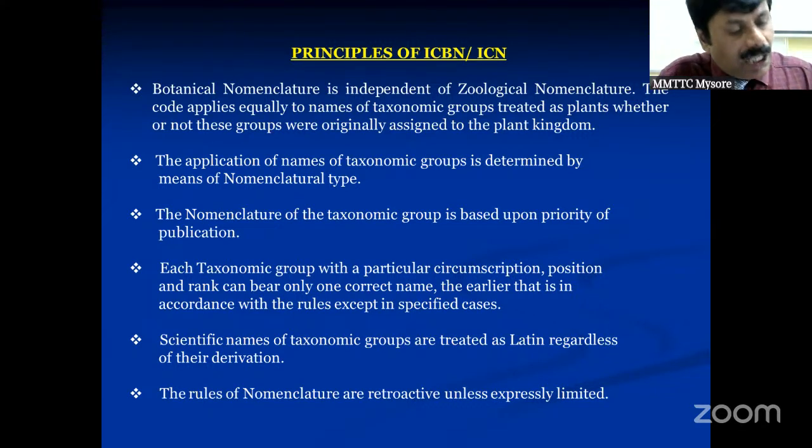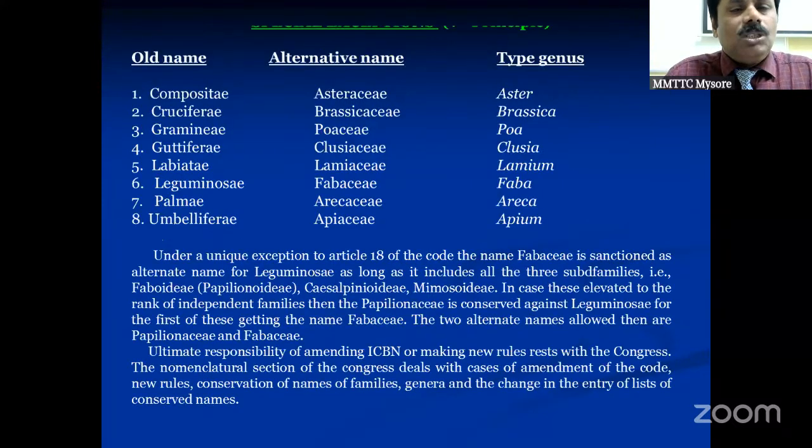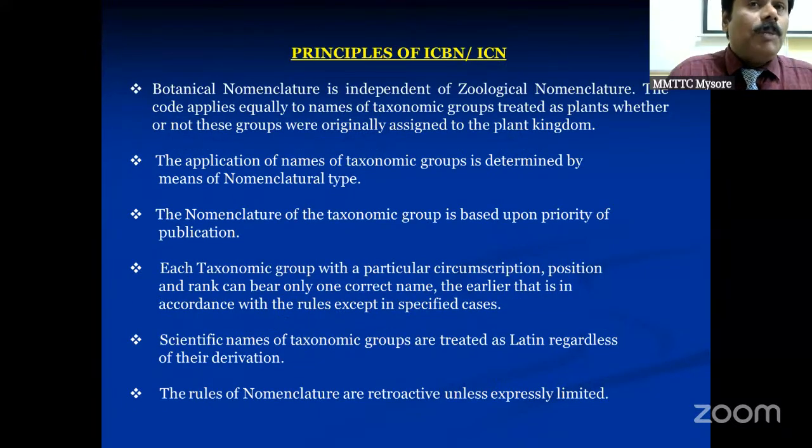Composite can be called Asteraceae because the regulations say that the family name must end with -aceae. But here the names of the families are Compositae, Umbelliferae, Labiatae, Leguminosae, and so on. Due to usage from the beginning, from 1st May 1753, these names have been conserved. There is a nomina conservanda.